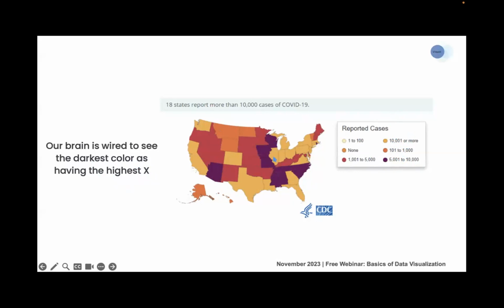So when you look at this map, it looks like, I believe this is Alabama, right, and Georgia, and Arizona that are the highest COVID areas, but they are not. In fact, it's the 10,001 and more category: Texas here, or California, that has the highest COVID cases. And this happens. Of course, the CDC made a correction later on. So what I wanted to say here is that if you go against your audience's assumption, in this case that the darker color is the highest X, it will be very confusing.